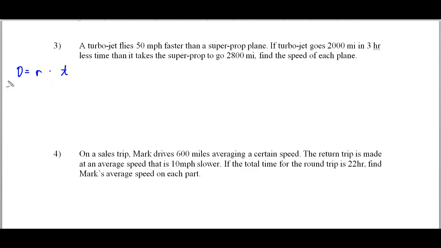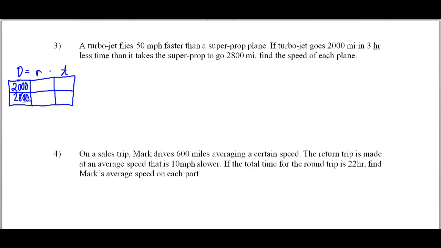A turbojet flies 50 miles per hour faster than a superprop plane. And a turbojet goes 2,000 miles. Here, let me put down this for the turbojet: 2,000 miles in 3 hours less time than it takes the superprop to go 2,800 miles. Find the speed of each plane. So we're finding another rate here.